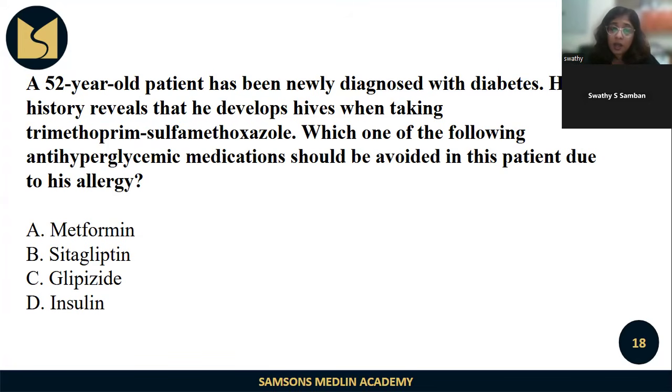So we need to understand the chemistry in this drug. Trimethoprim sulfamethoxazole has a sulfur in its chemical structure. So we need to look among the options. We have four anti-hyperglycemic medications. Option A is metformin, option B is sitagliptin, option C is glipizide, and option D is insulin. So the right answer is option C, glipizide.